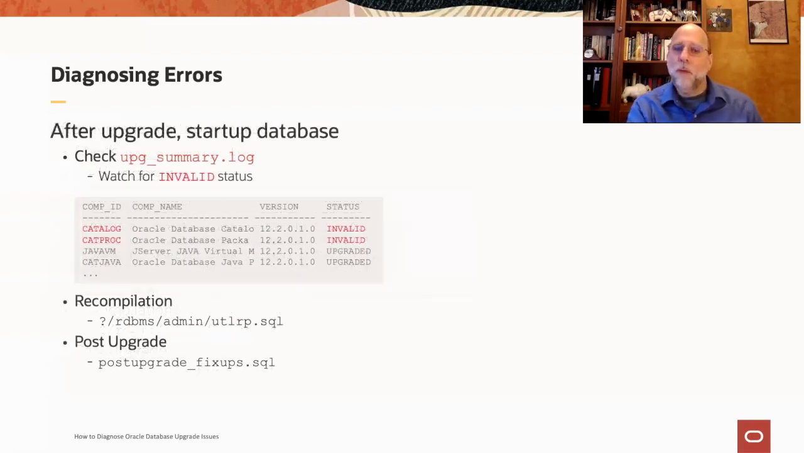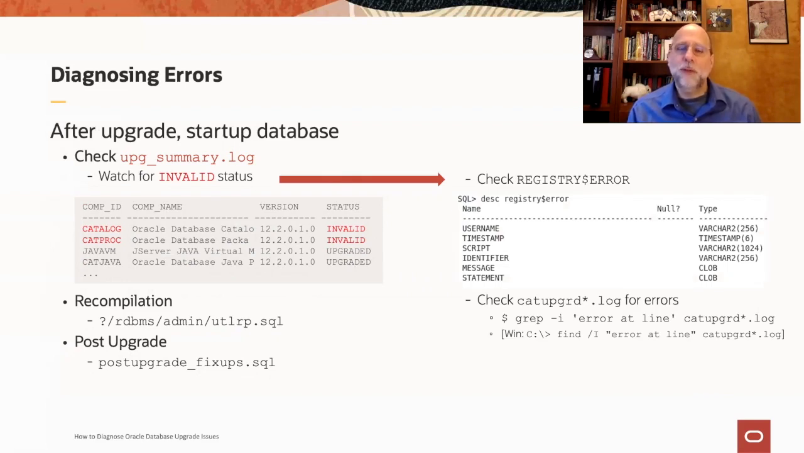Now, if you have a problem, if your upgrade summary log looks like this, you've got a couple of invalid components, then the first thing you want to do is go look in the registry$error table in the database. We put all of the errors that we encounter during the upgrade into that table to make it easier for you to query it on a time ordering basis, filter it, using all the query tools and language that's available via SQL query on a table. So the errors will be listed there.